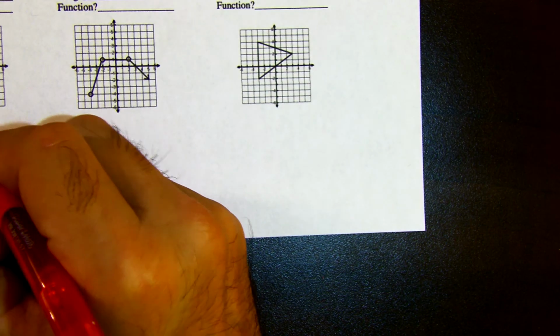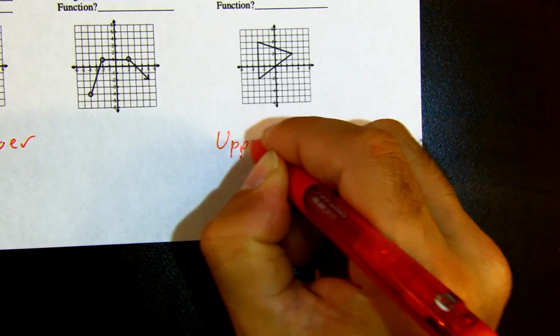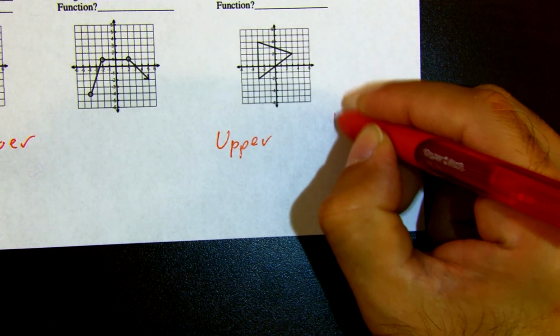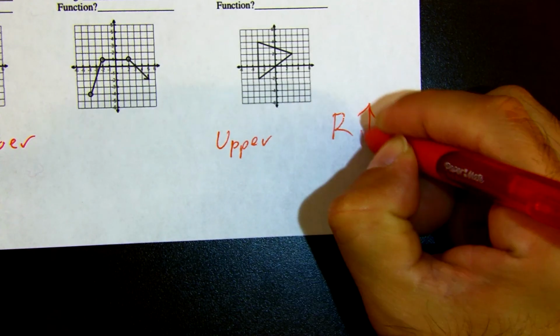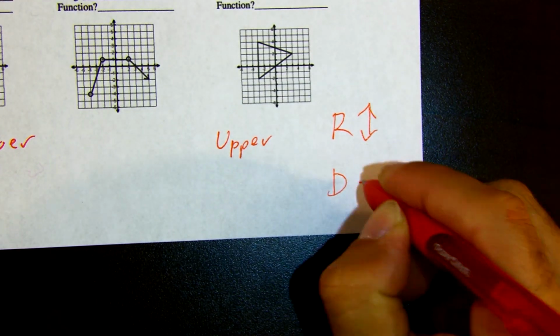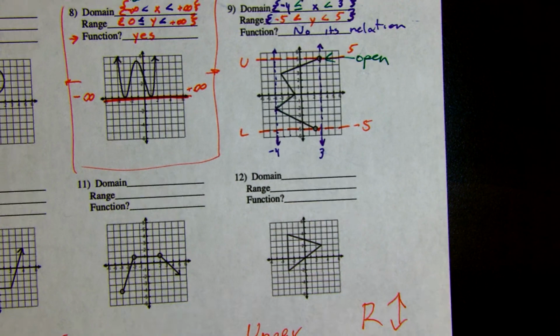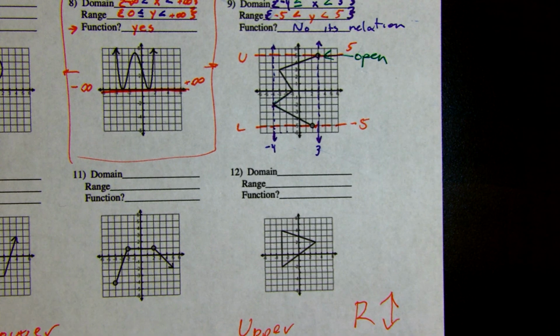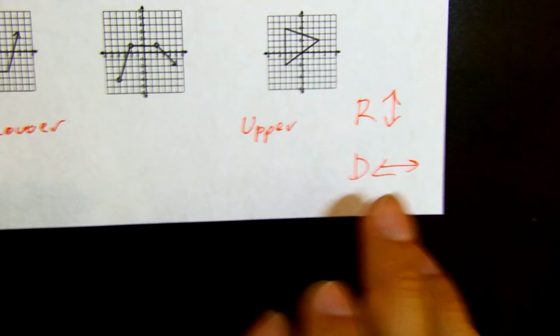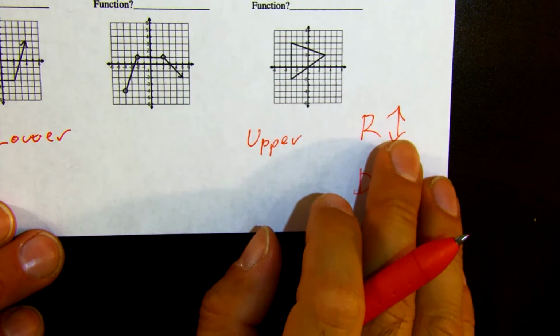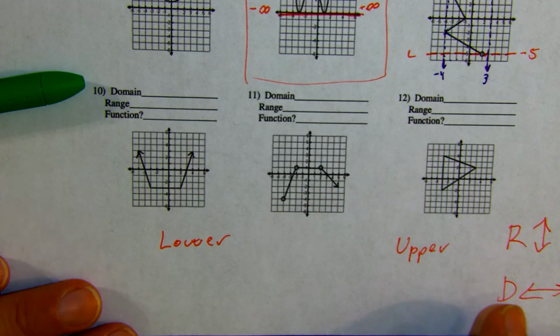Yeah. Okay. Well, write this down real quick, and this is a good review for everybody. You're always going to find your lower limit and your upper limit. Now, if I'm looking at the range, I'm talking about up and down. If I'm talking about the domain, I'm talking left to right. So we always have our upper and our lower limit.